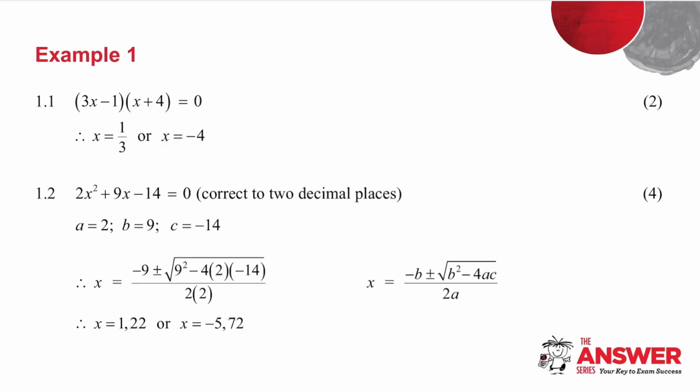Number 1.2, they've told you to solve correct to 2 decimal places, which means you need to use the quadratic formula. A is 2, B is 9, C is minus 14. There's my quadratic formula. Substitute the values in, use your calculator, and you get your 2 answers.